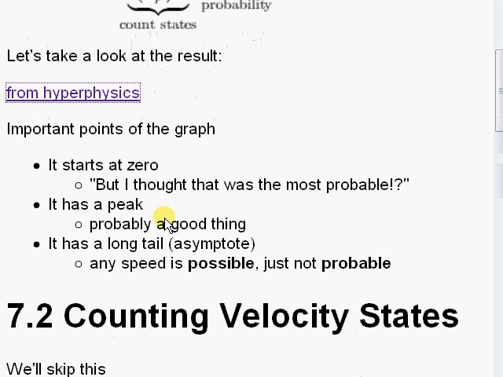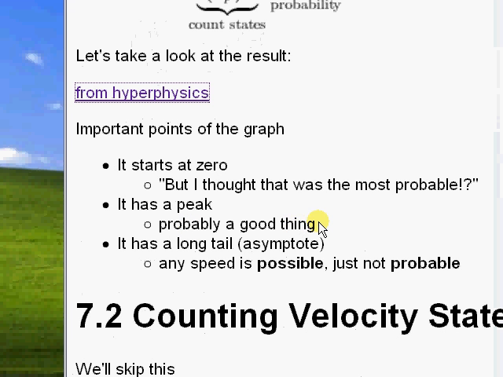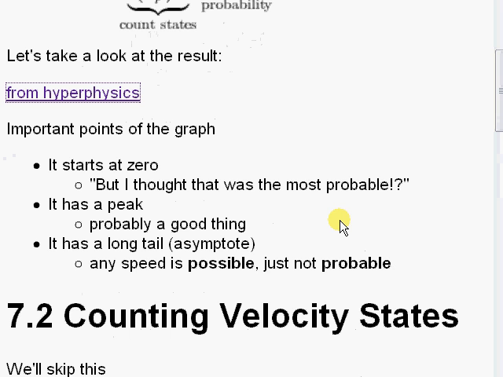It has a peak. That's probably a good thing. If it didn't have a peak, it would be problematic because it would just keep growing and growing, and you'd really have a hard time integrating these things. And I already talked about the long tail.